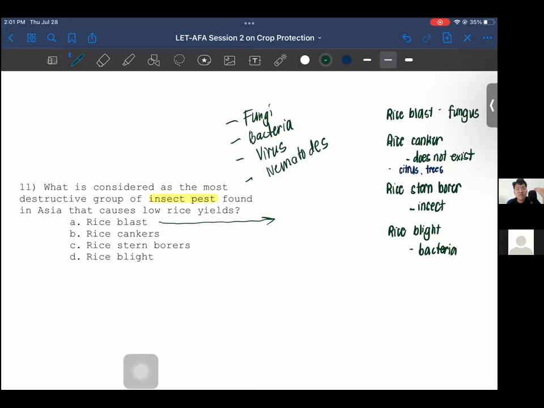Then, rice stem borer is an insect. From the term borer itself, those are usually insects. A famous example of a borer is, but this is on corn, not rice.